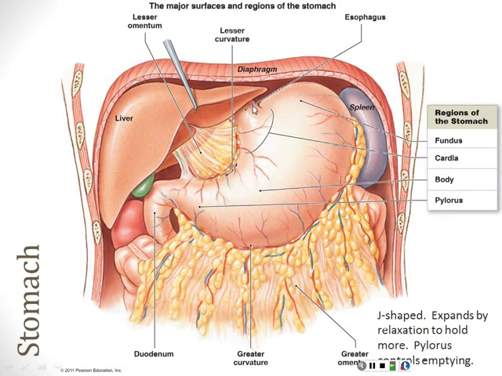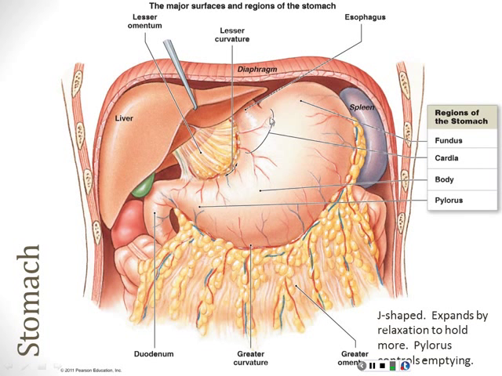Here's the esophagus coming down. You can't see it very well in this picture, but it has come down through the diaphragm, right? And then it has entered the stomach here. The region where the esophagus meets the stomach, we call that the cardia. Not cardio, but cardia, all right? And that's just because it's near the heart, so it got that name.